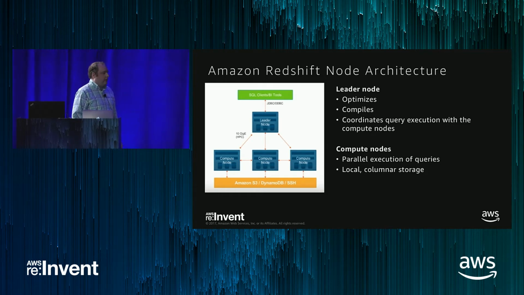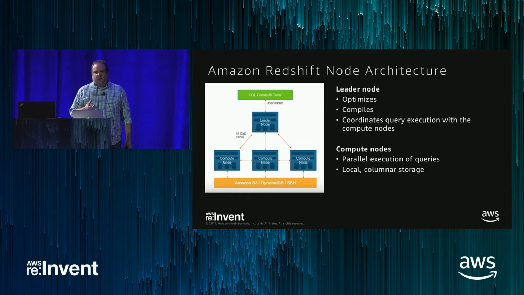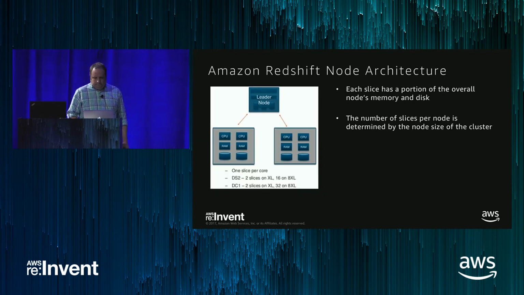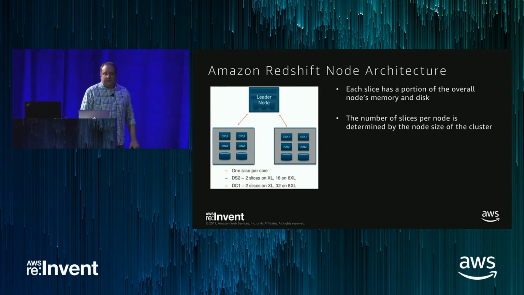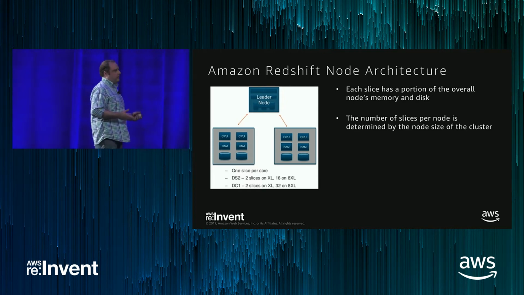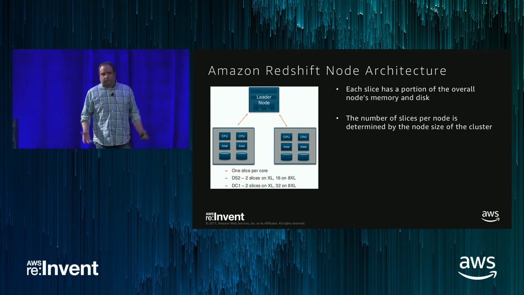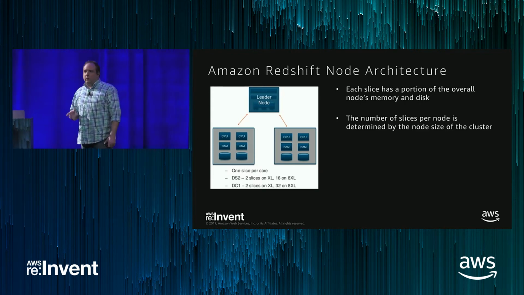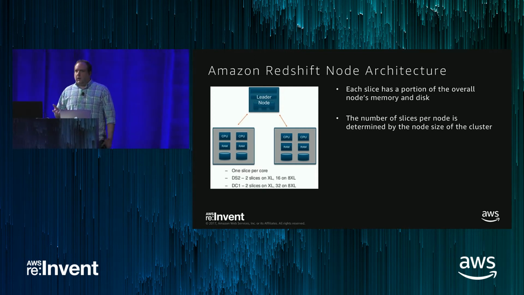There are two different types: dense compute and dense storage. The DC2s, I don't know if you're familiar, just launched in October as opposed to the DC1s. I think it's 30% more performance at the same price. And this is just another example of the leader node showing how it's partitioned and sending the data to the compute nodes. The compute nodes have slices. For example, a DC2 large will have fewer slices than a DC2 8XL, and you have to choose how many slices you want based on your workload. It's not one size fits all; it depends on what you're doing and your cost savings and things like that.